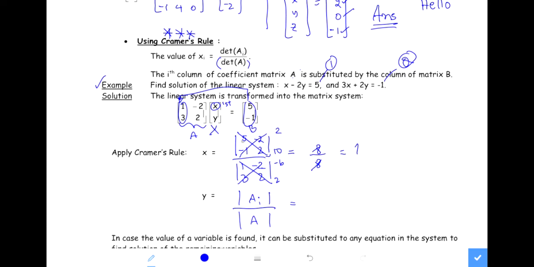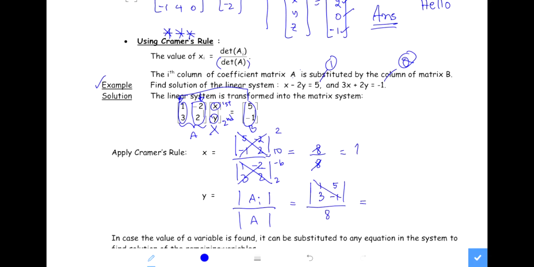Okay, so let's see. Now you want to get y, right? Y is the second member. So you have to replace this second row with that constant matrix. Okay, so it comes out like this. This one is the same, 1, 3, but this one is changed to 5, minus 1, like this. And then divide by the determinant of A. We did it there already, right? The determinant of A is 8. Just put it down there and do the math.